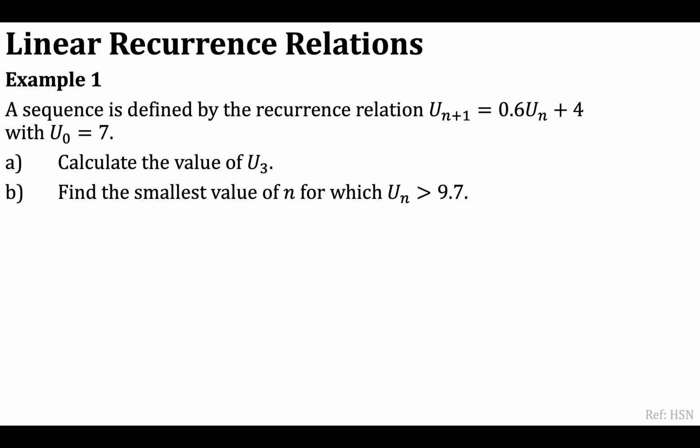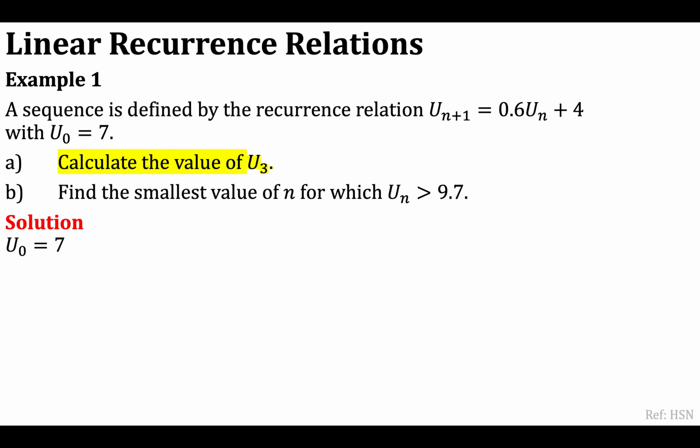Example 1: a sequence is defined by the recurrence relation u_{n+1} = 0.6 u_n + 4, with u_0 equal to 7. For part A, we have to calculate the value of u_3, and for part B, we have to find the smallest value of n for which u_n is greater than 9.7. Let's look at part A first. We have to calculate the value of u_3.